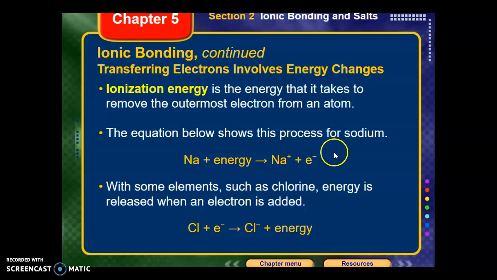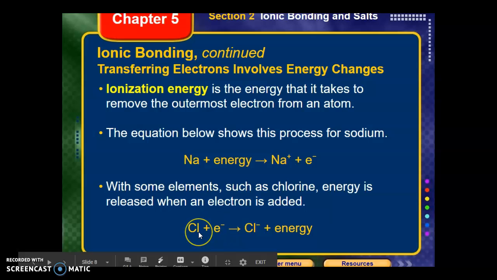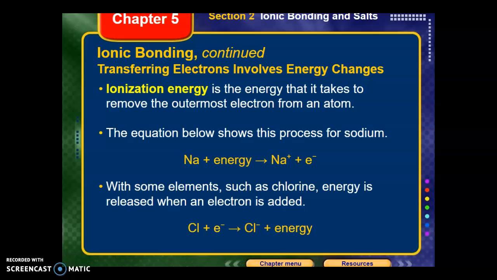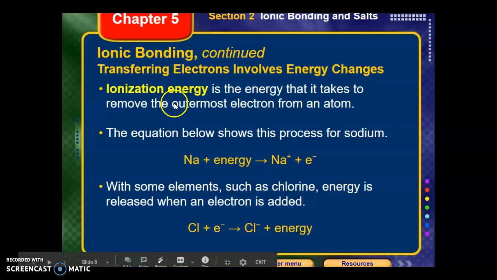And that electron goes flying away and, look, that electron will bond to the chlorine, and you get the chloride anion plus energy. That energy that you get from this one is called the electron affinity. That's the energy change when an electron is added to an atom. Okay, but that's not on your worksheet. Ionization energy is, though.